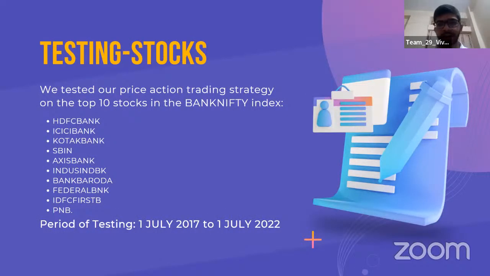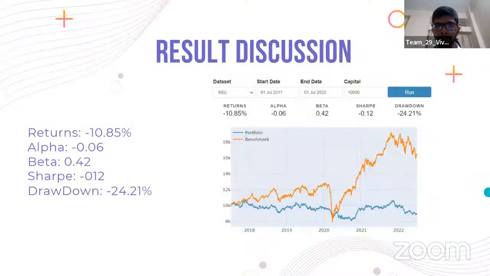We have tested our hypotheses on the top 10 Bank Nifty stocks, which are listed here, and the period of testing is from 1st July 2017 to 1st July 2022. We have not tested our hypotheses on futures and options data. We have tested it on equity data, and for that we have used the top 10 stocks in the Bank Nifty index. Can you please change the slide?